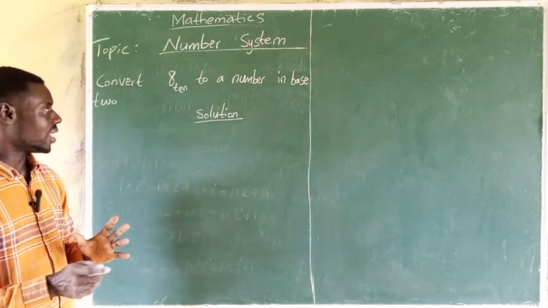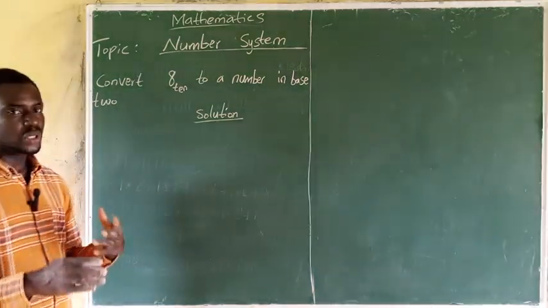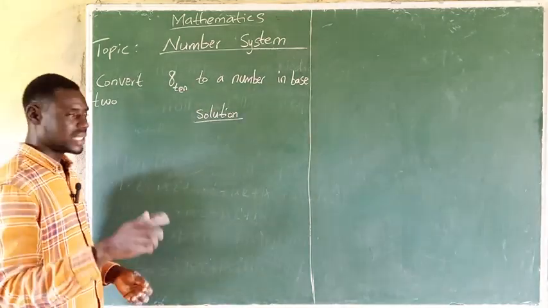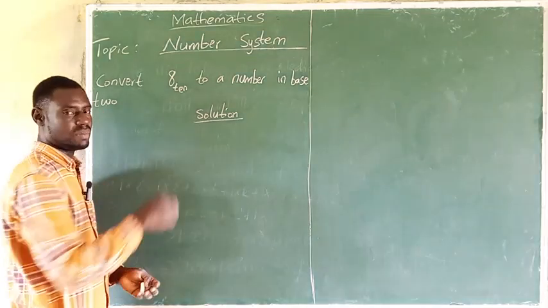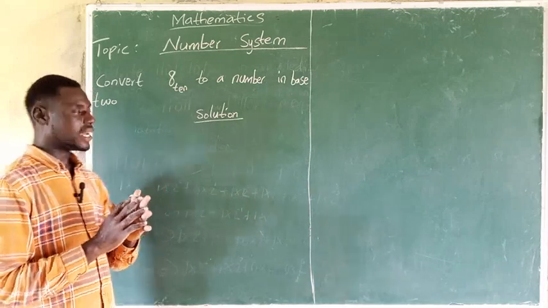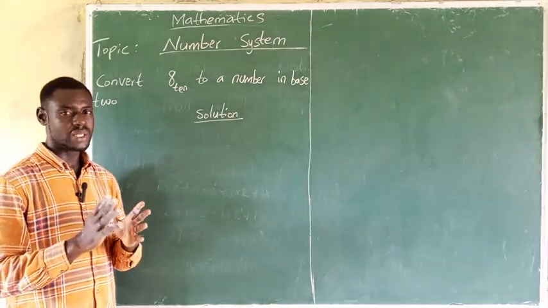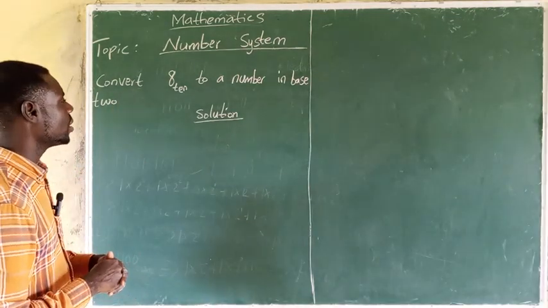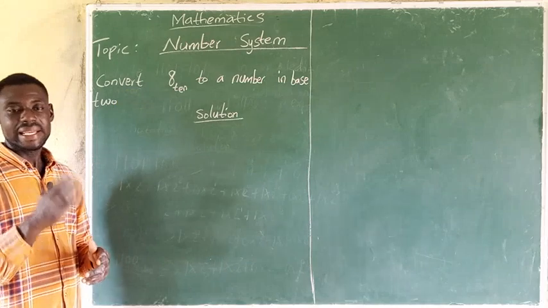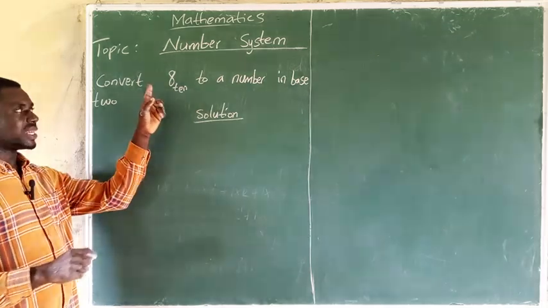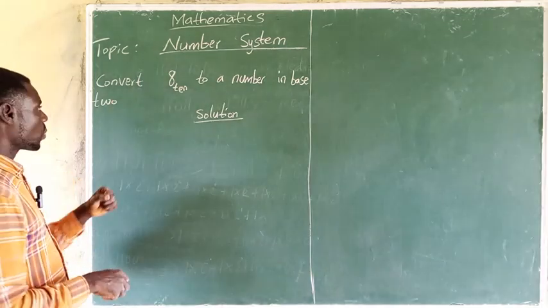In my next question, I'm going to solve a question whereby maybe a base was not given. What do you do? But in this case, it's already in base 10. Whenever it is in base 10, you follow the prime factor method. So it said convert 8 base 10 to a number in base 2. You want to convert from base 10 to base 2. This is what you're going to do.